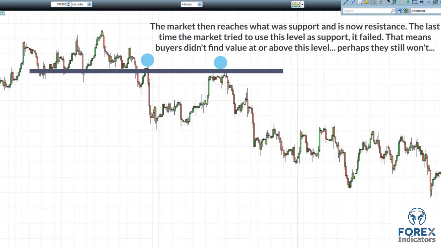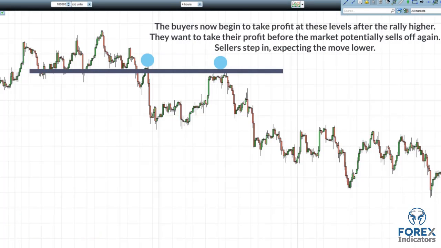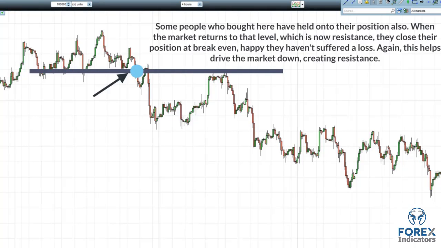That means buyers didn't find value at or above this level. Perhaps they still won't. The buyers now begin to take profit at these levels after the rally higher. They want to take their profit before the market potentially sells off again. Sellers step in, expecting the move lower. Some people who bought here have held onto their position also. When the market returns to that level, which is now resistance, they close their position at break even, happy they haven't suffered a loss. Again, this helps drive the market down, creating resistance.